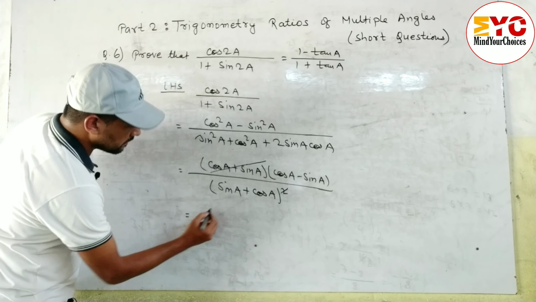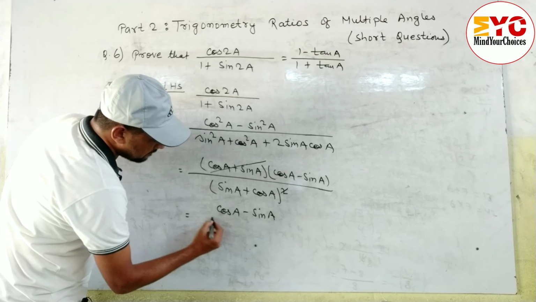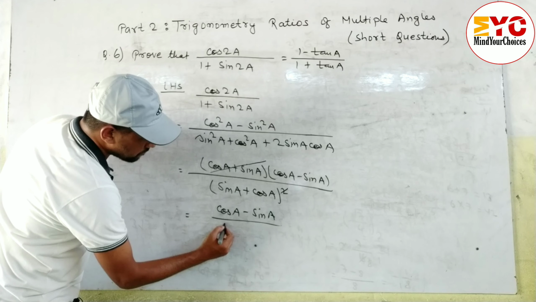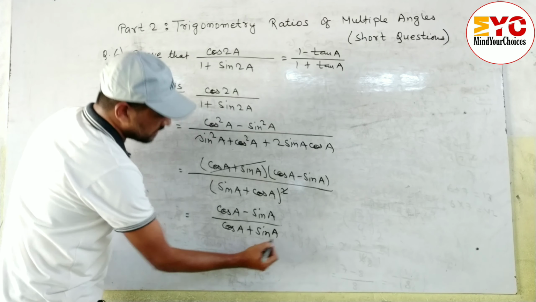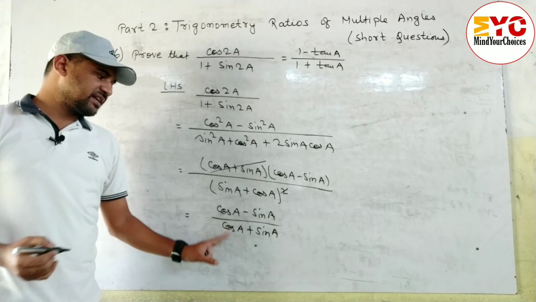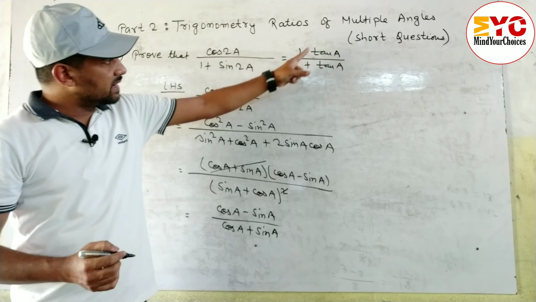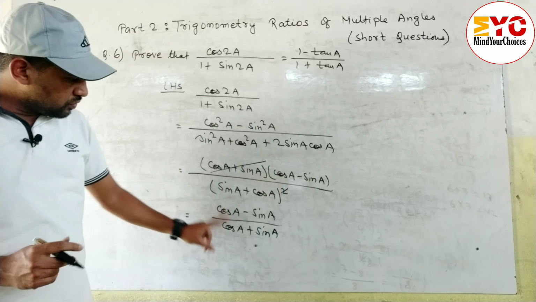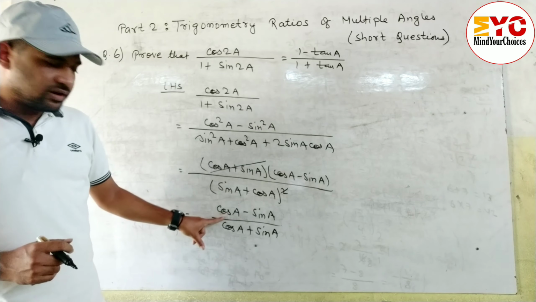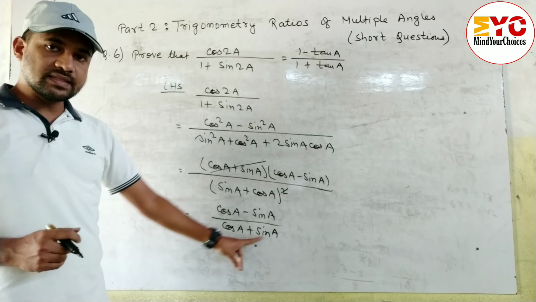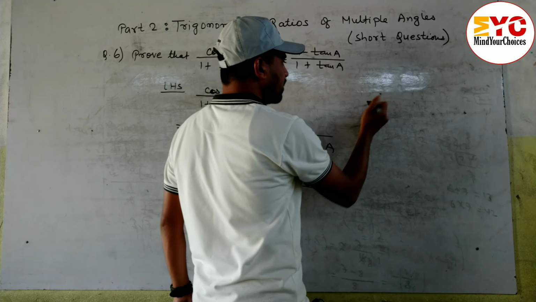So what is remaining here? Cos a minus sin a by cos a plus sin a. We are interchanging these two; you can write either sin a plus cos a or cos a plus sin a, same thing. We have to prove 1 minus tan a by 1 plus tan a. Tan means sin by cos, so to get 1 we have to divide by cos. So dividing both sides by cos.